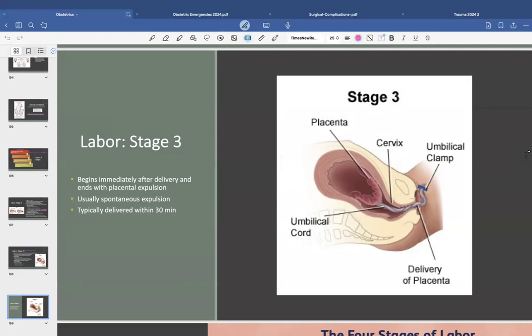Usually it's a spontaneous expulsion. Sometimes there may need to be a little bit of help with that. Of course, if you have a C-section, they're just gonna take your placenta out. But usually mom will have to push one more time. As it starts to make its way, we'll talk about pulling on the cord a little bit, kind of helping mom get that out. Typically delivered within 30 minutes. Some people can take less than 2 minutes. Some people it may take about an hour.